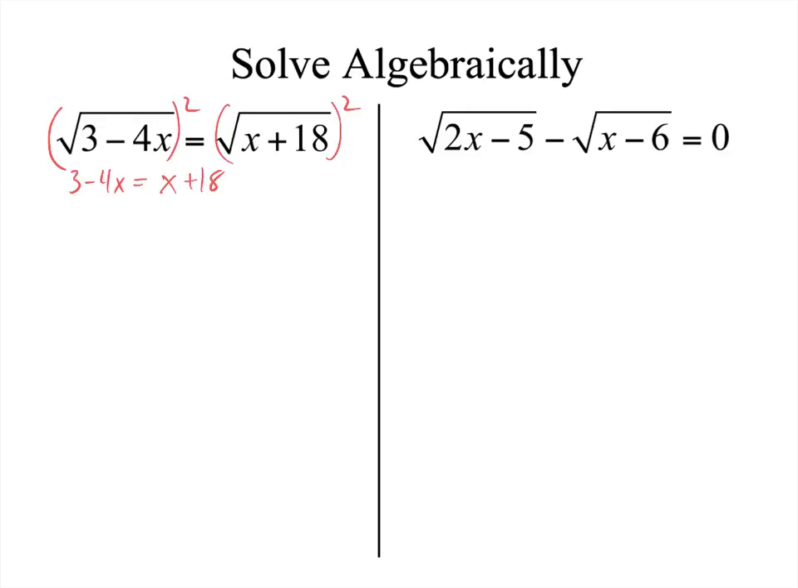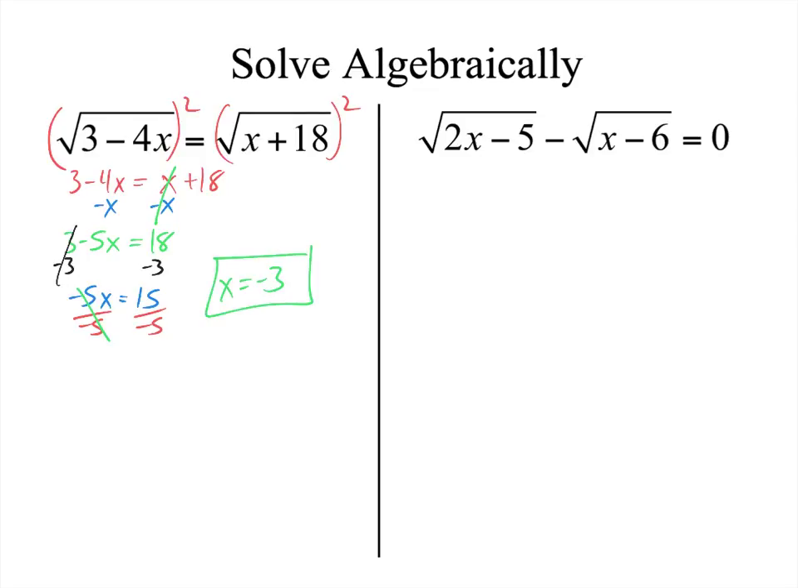So to solve here, I want to get x's to one side, so I'm going to minus x to both sides. That would cancel, leaving you 3 minus 5x equals 18. My next step is to get the x by itself, so I've got to get rid of this 3, so I'm going to minus 3 to both sides, leaving me negative 5x equals 15. Then I want to get the x by itself, so I divide by negative 5, and when I do that, I get x equals negative 3.